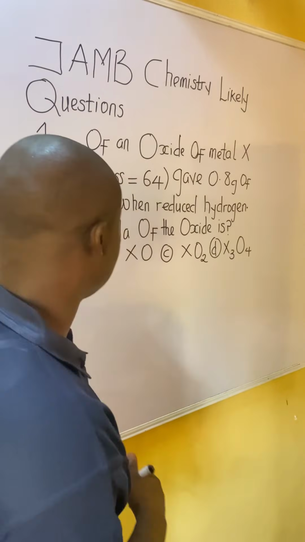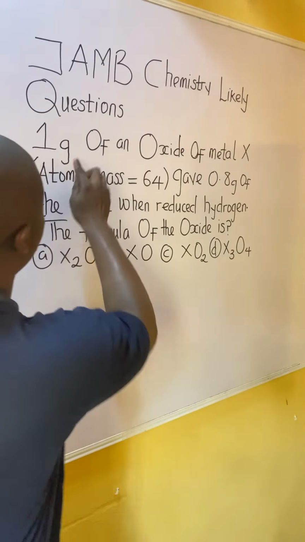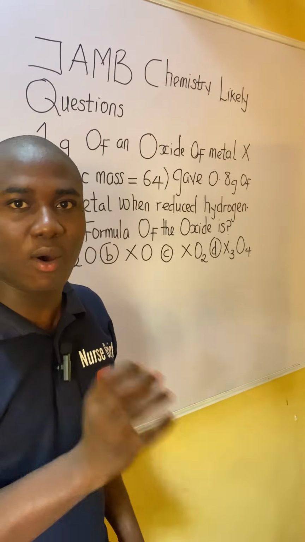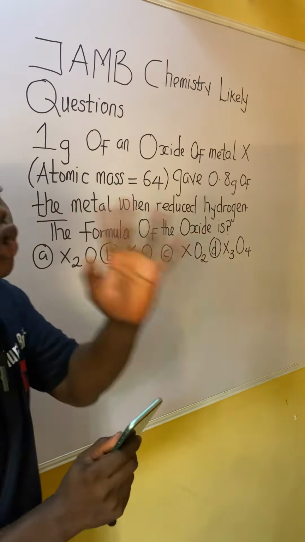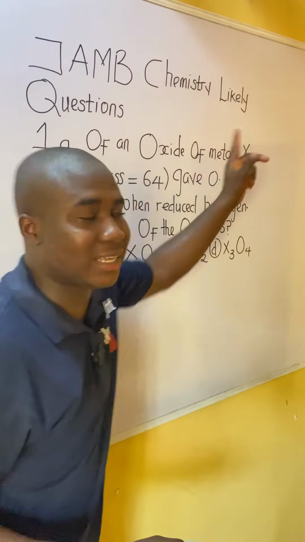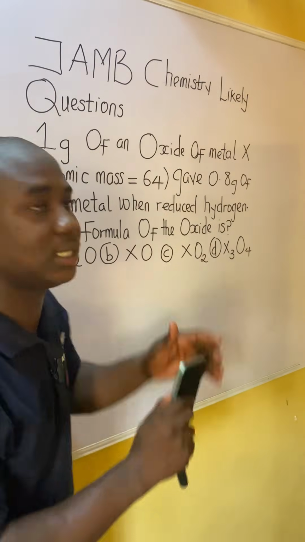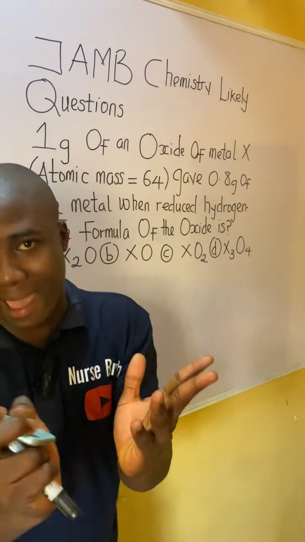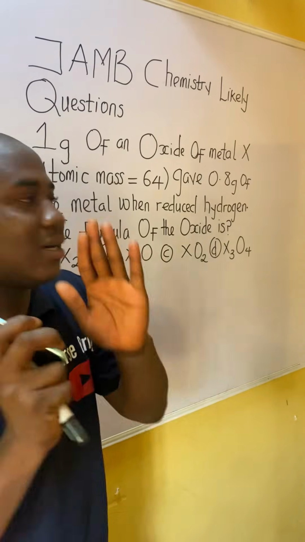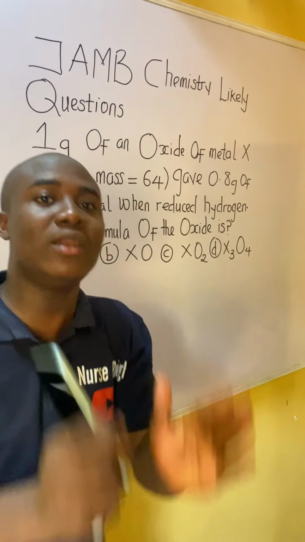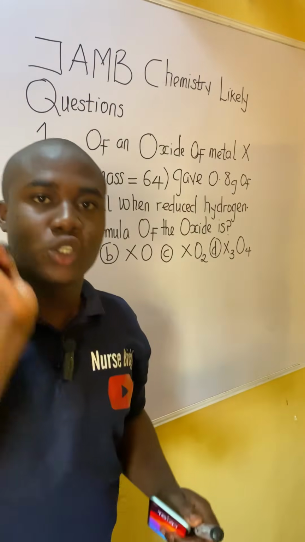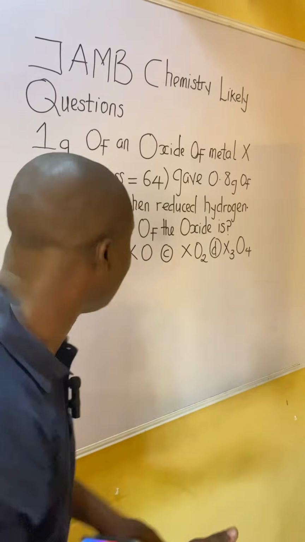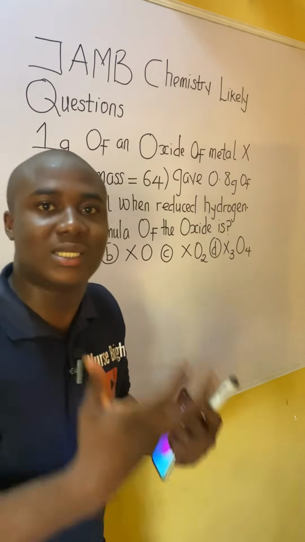The question says 1 gram, listen carefully, 1 gram of an oxide of a metal X. We were given the atomic mass of that metal X to be 64. We'll come to this. Just listen. They told us that 1 gram of an oxide of a metal X gave 0.8 grams of the metal when reduced with hydrogen. So listen carefully. What does the question say? The question says the formula of the oxide is.